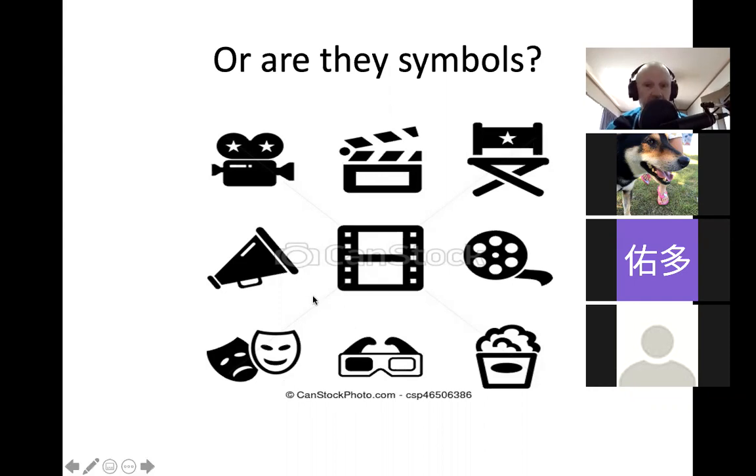So if you think about these masks, the bottom left, it looks like two masks, a happy mask and an unhappy mask. So it's an icon. It looks like something. But as a symbol, it's a symbol of something else. It's a symbol of drama. We use it as a symbol of something else. So you've got indexes, icons, and symbols.